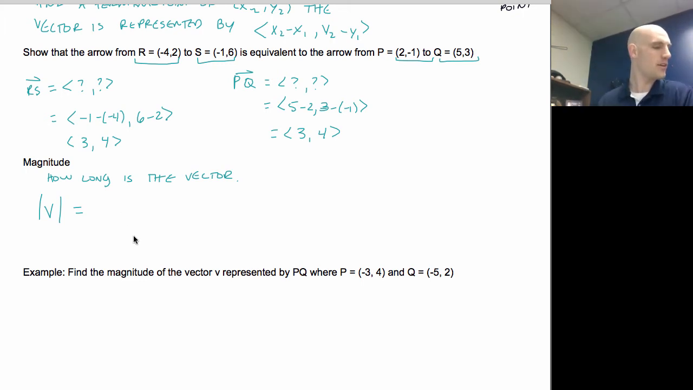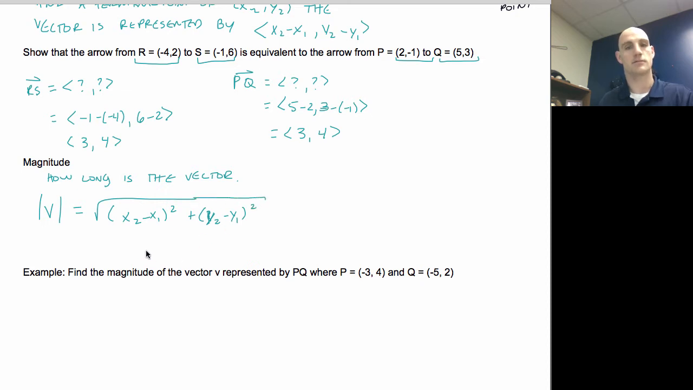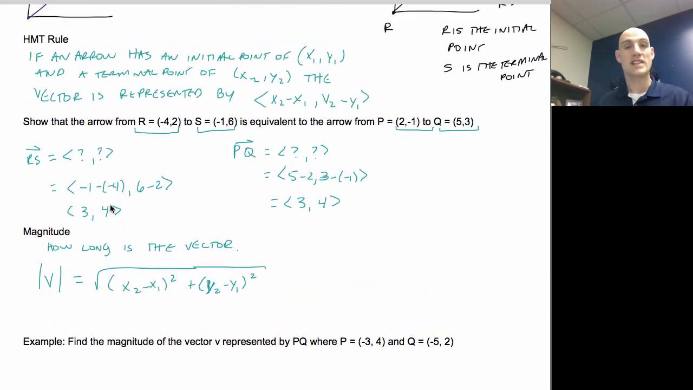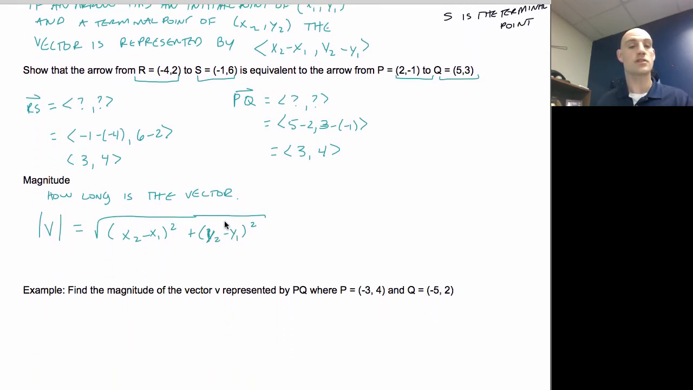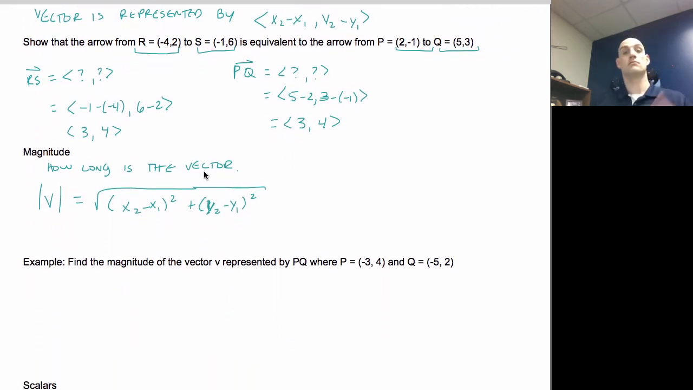And so here is our formula. It's going to look familiar. So check this out. Looks a lot like the distance formula, huh? Because what we're dealing with here is a vector that has components that form a right triangle. And so the magnitude of our vector is going to be the distance between the two sets of points.